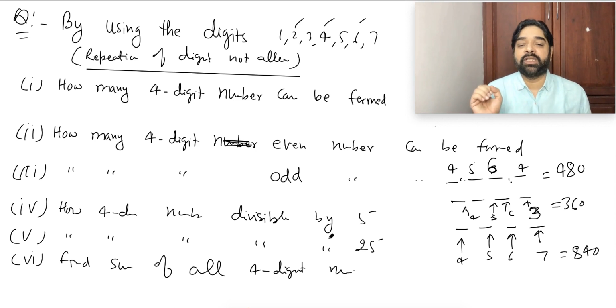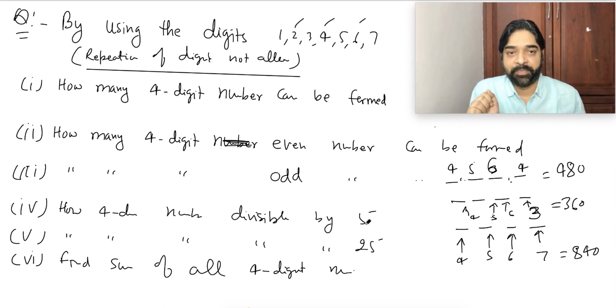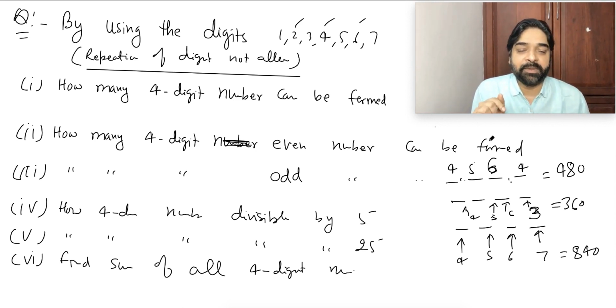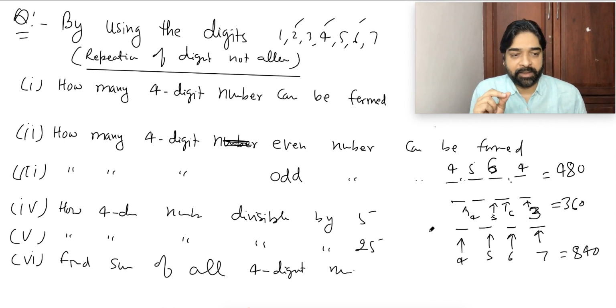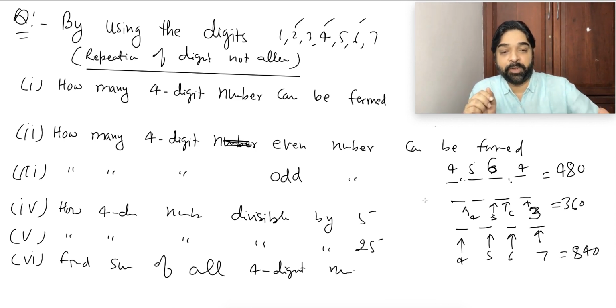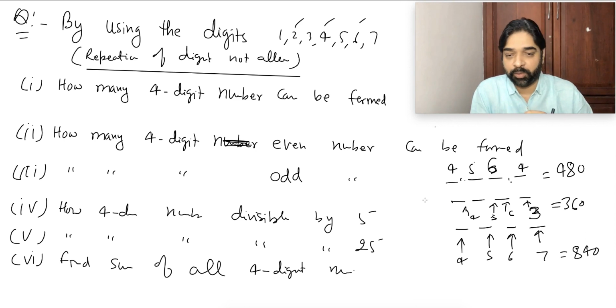How many 4-digit numbers are divisible by 5? How do we know that a number is divisible by 5? What is the condition to check that a number is divisible by 5? In your study material, the divisibility conditions up to 11, 12 are given. Please go through that, because such kinds of questions can come in between.